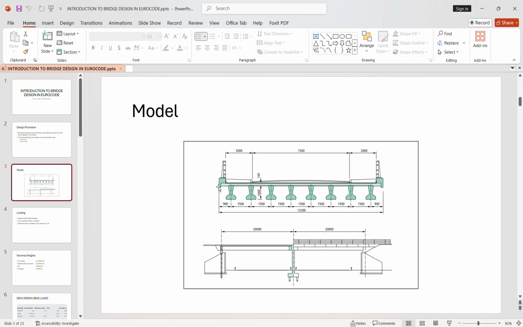So as you know, this is the deck slab, these are the bridge girders, and this is the parapet, and this is the footway, and then we have a surfacing of around 150 millimeters thick for the purposes of this tutorial. And the depth of our footway is 270 millimeters thick for the purposes of this tutorial.